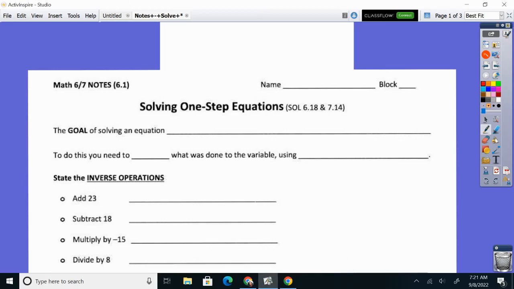All right, so today we are doing solving one-step equations. Again, this is review, so hopefully you already know how to do this. But if you don't, this is the time for you to actually learn it, okay?